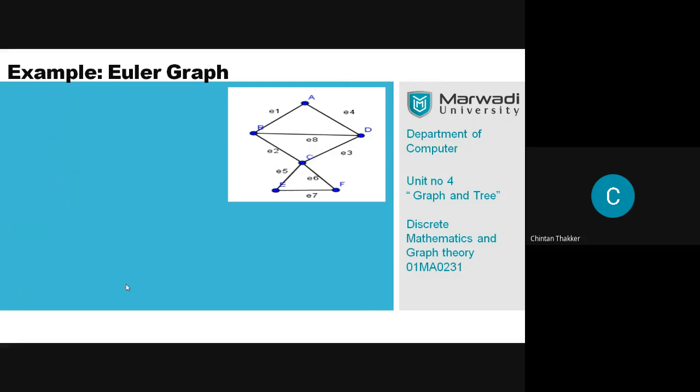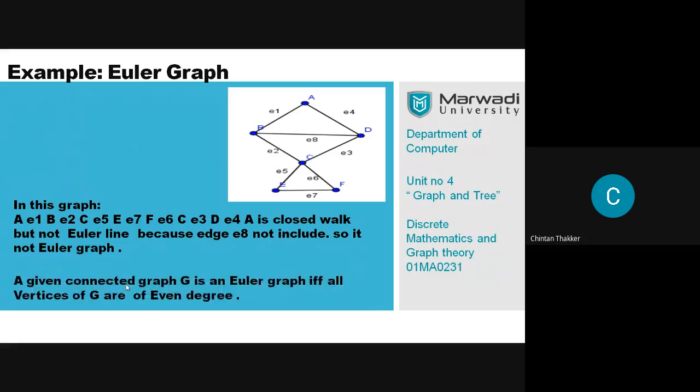Now one more graph, this one. Earlier, when there were 7 edges, it was Euler. Now there are 8 edges, so check whether it will be Euler or not. We have already checked this graph without E8. Okay, if we eliminate E8 then it is a Euler graph. Yes, it is not Euler graph, because when you draw any Euler line, means any closed walk, then at least one edge will remain. It is not Euler graph.